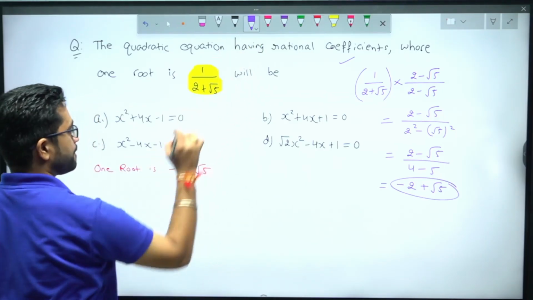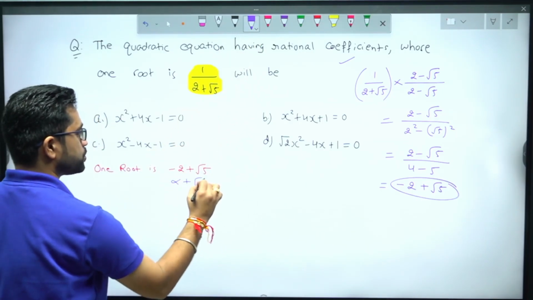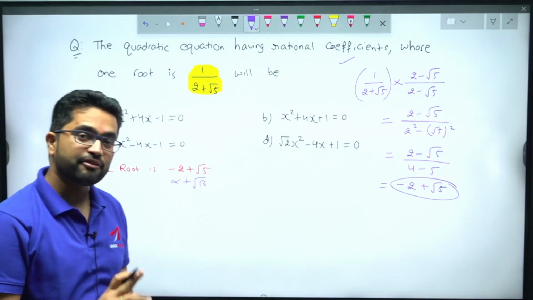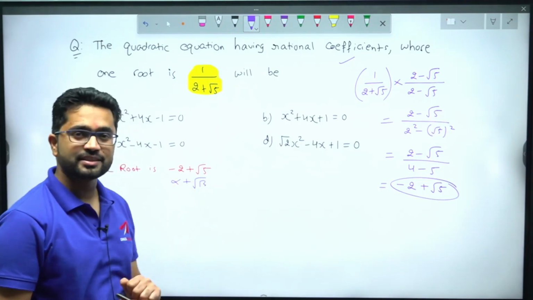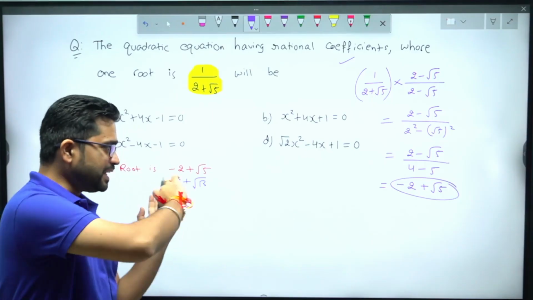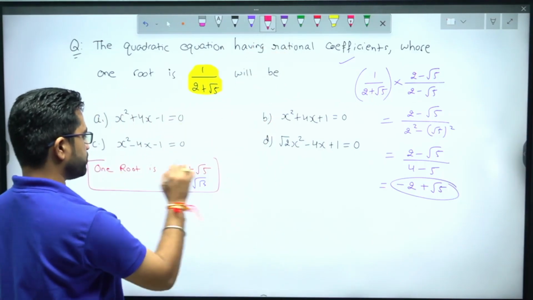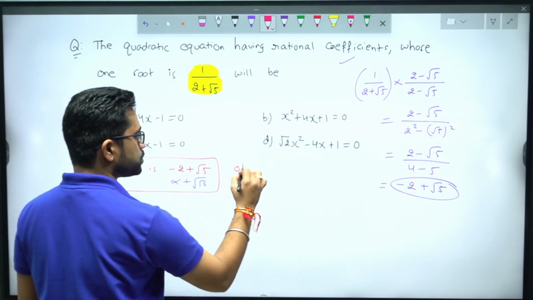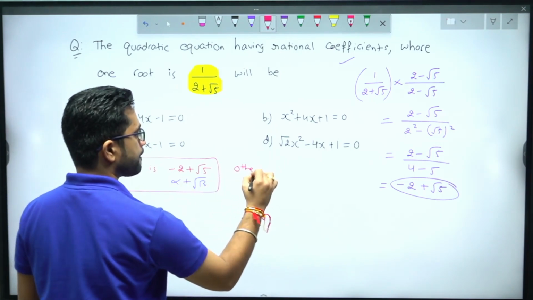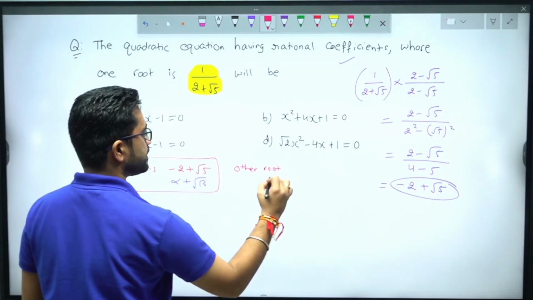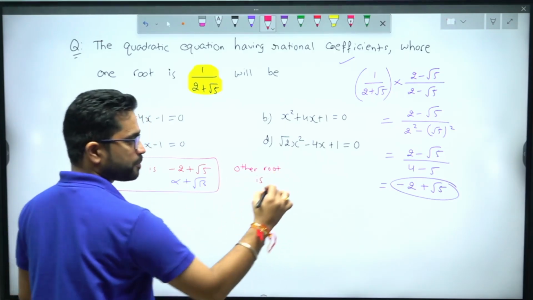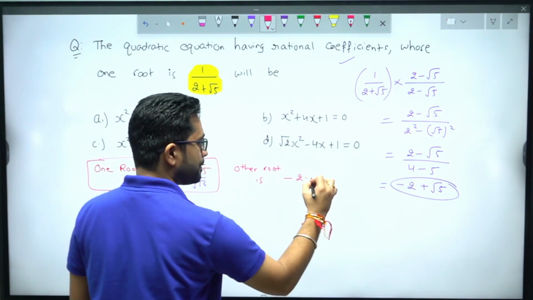What is alpha? Alpha is minus 2. What is beta? Beta is 5. Then one root is minus 2 plus root 5, so the other root, with the previous property, has to be minus 2 minus root 5.